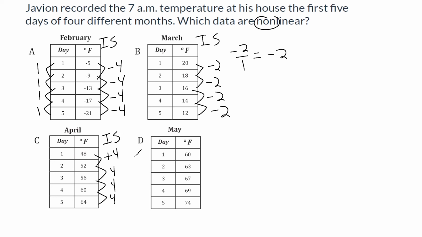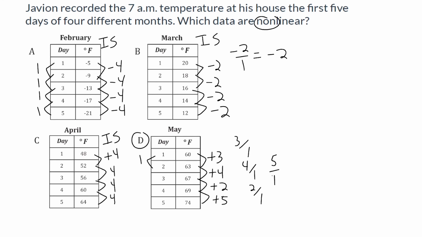So the situation that is not linear must be May. From here to here, we have an increase of 3. And from here to here, we have an increase of 4. 67 to 69 is an increase of 2. And lastly, we have an increase of 5. So the first rate of change is going to be 3 over 1, and then we have one that is 4 over 1, and then 2 over 1, and lastly, 5 over 1. So we do not have a constant rate of change. Therefore, May is a situation that is, in fact, nonlinear, so D is the correct choice.